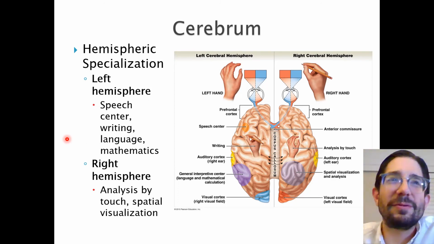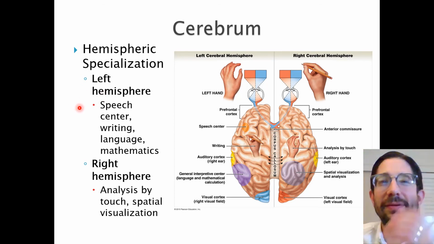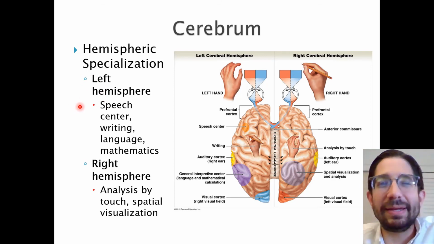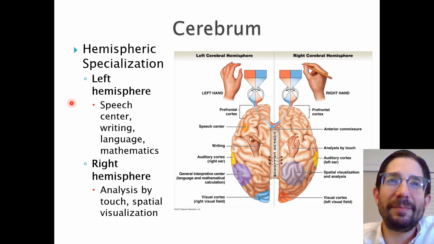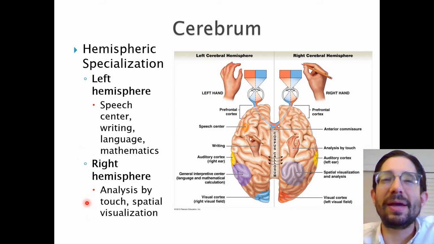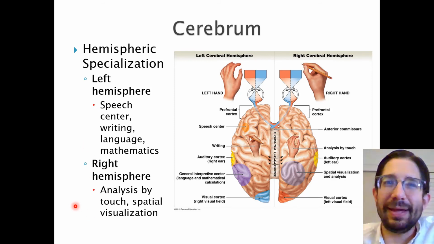A few more things about the cerebrum. There is some specialization across the hemispheres, as we mentioned. So if you hear about people saying left-brained or right-brained, there appears to be some truth to that, with the left hemisphere being better at things like speech, language, and math, and the right hemisphere processing things like touch and spatial visualization. And of course, there's lots more that could be said about that, but we're just going to very quickly peek at this concept of hemispheric specialization.